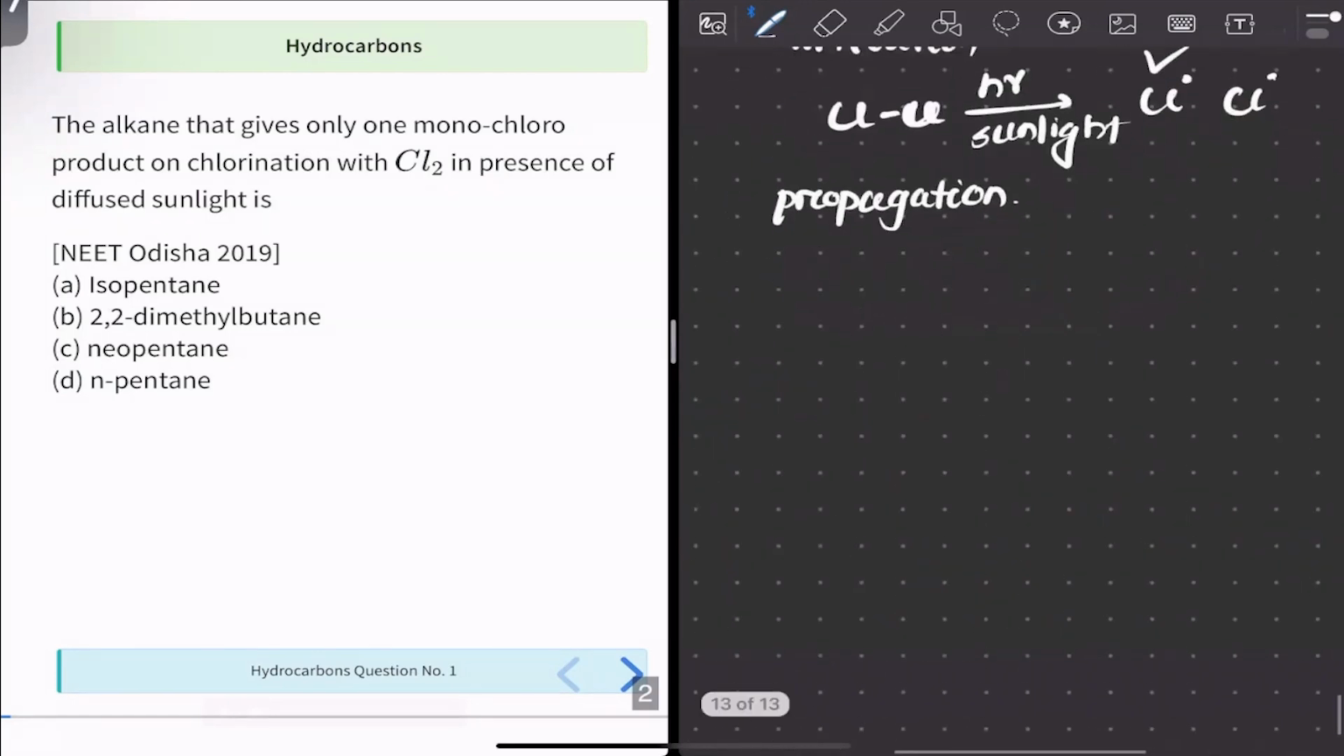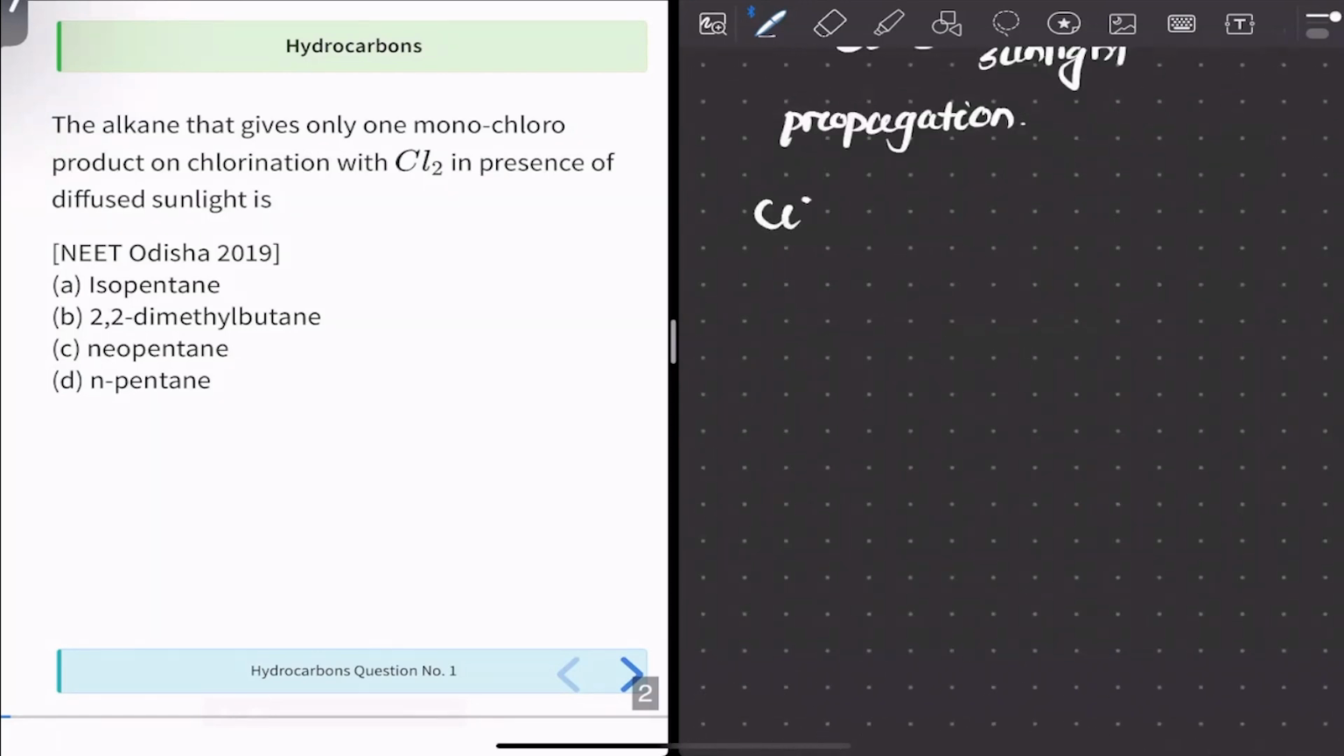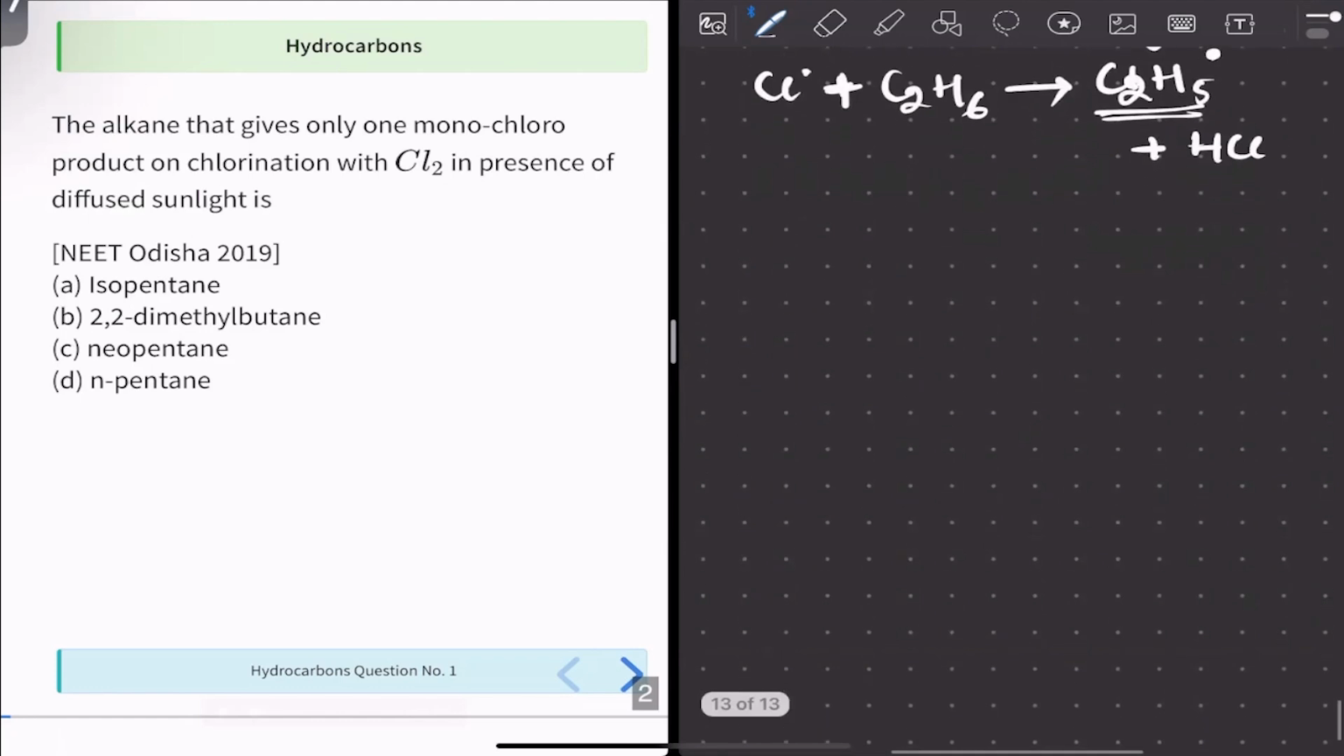These chlorine free radicals will attack the alkane. Let's suppose the alkane is CH4 or C2H6. Okay, it will attack the alkane, so it will form C2H5 free radical and HCl. A new free radical would be formed, C2H5 free radical.